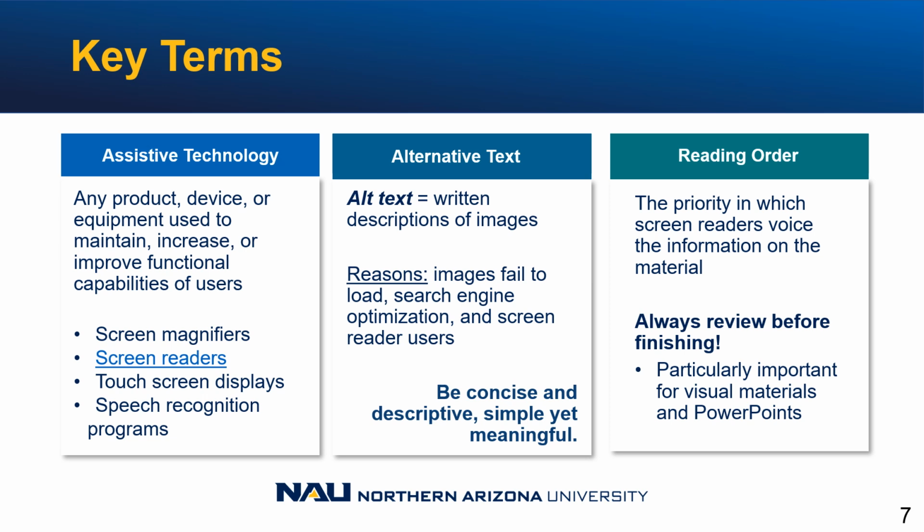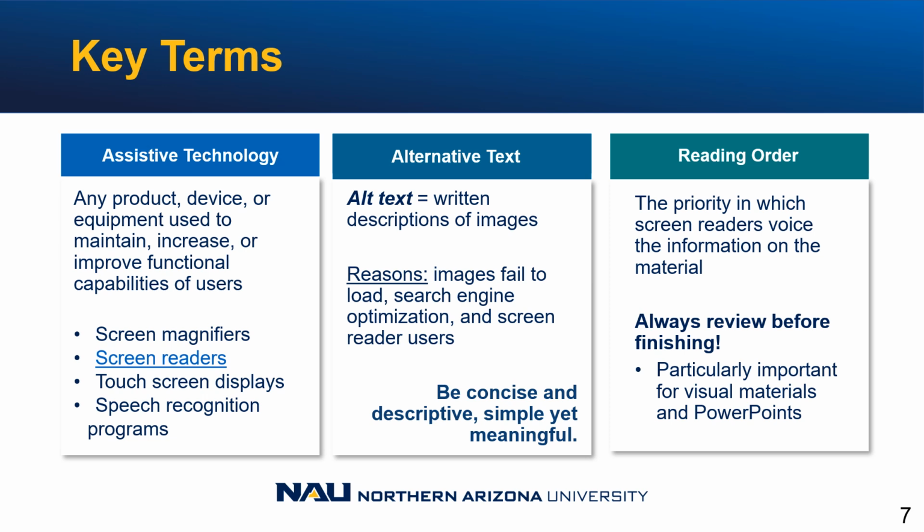Some reasons why we want to include alternative text is that, first off, this is for screen reader users that cannot see the image. However, images also fail to load, and it can actually help with search engine optimization. If someone tries to put in some keywords, if those keywords are on your image, they can still be searched.